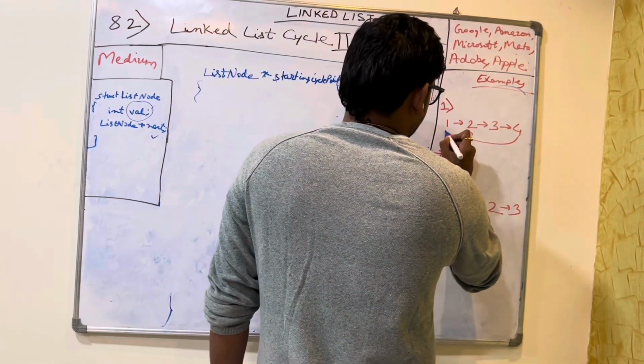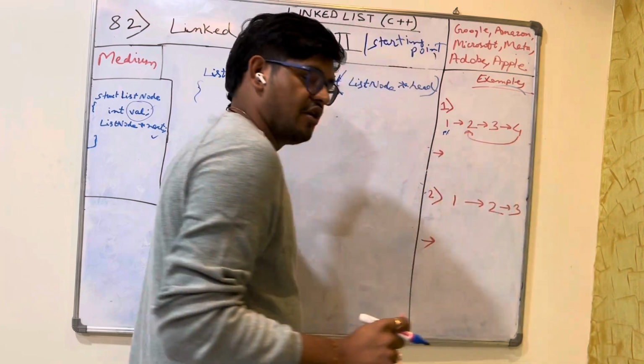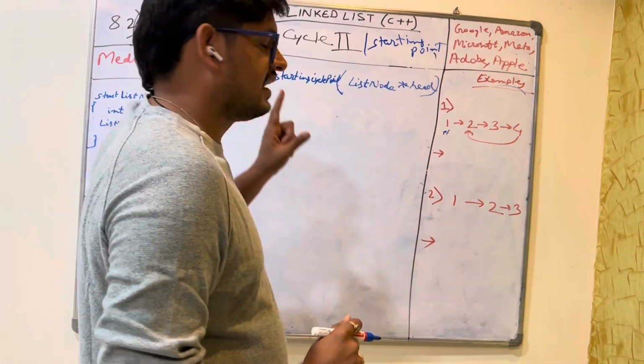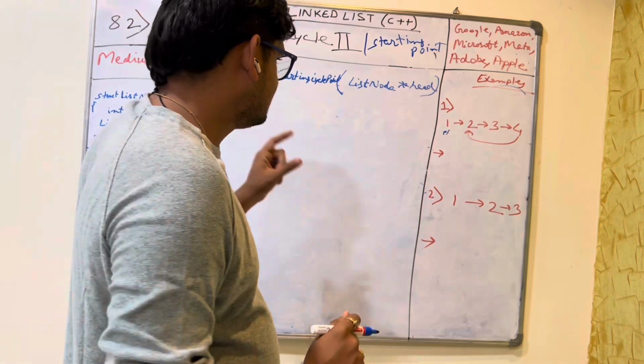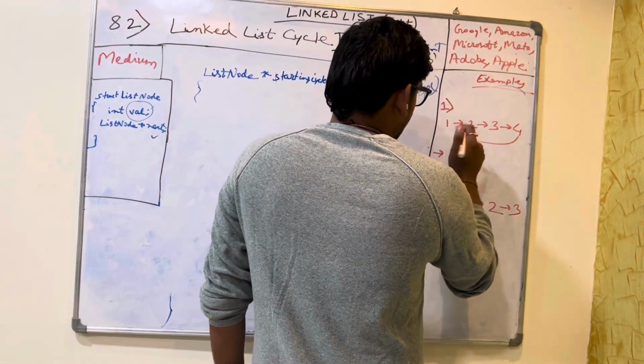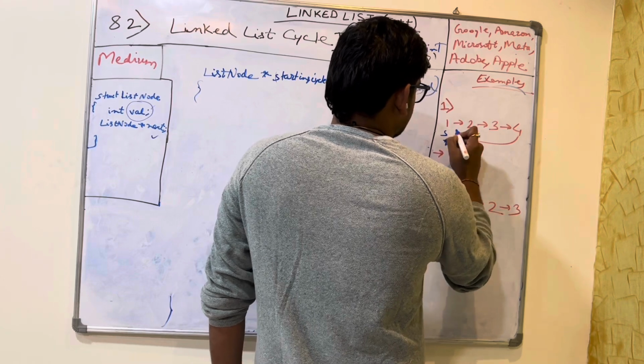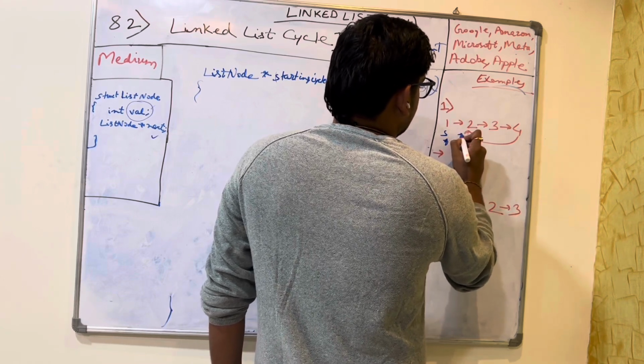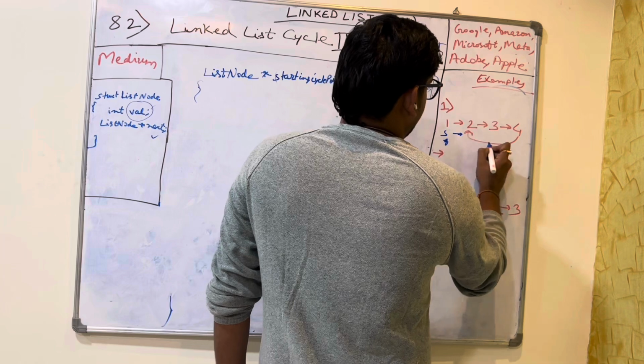So here if we run this slow and fast, okay, if you have not seen the previous question of detecting a cycle in the linked list, then please go and watch it. So here for you, I'll discuss it. We'll have two pointers, slow and fast. We'll move the slow pointer by one step and the fast pointer by 2 steps.